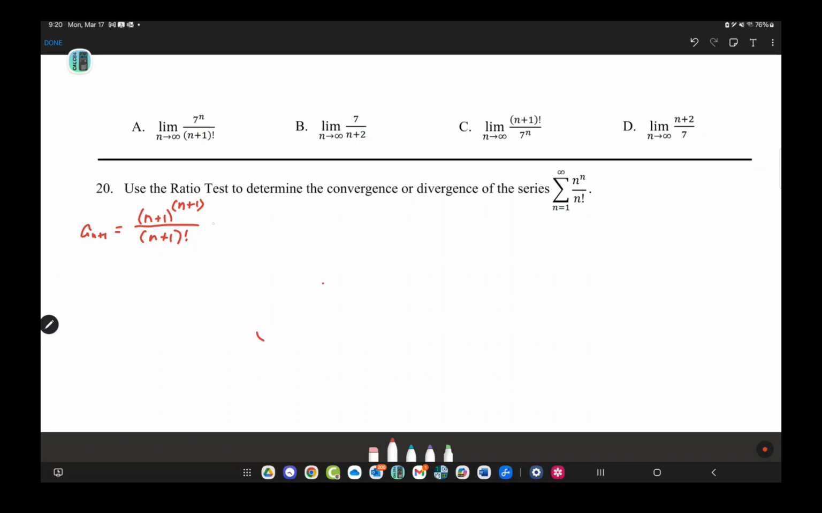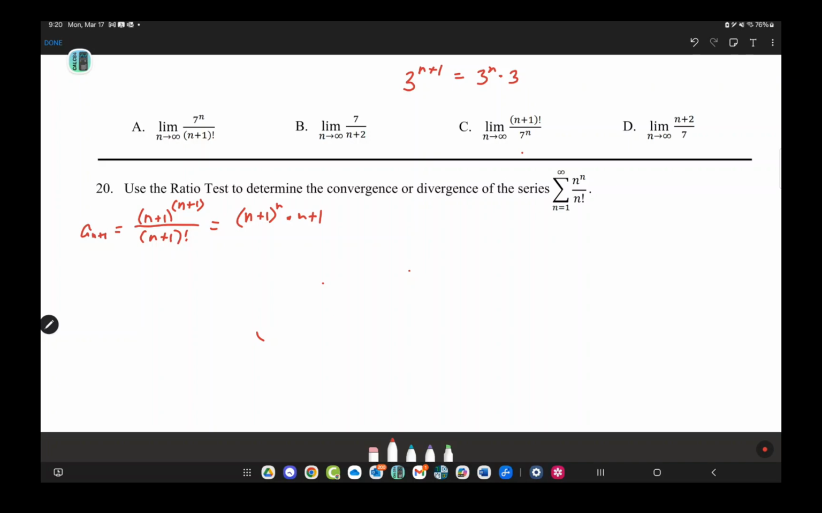Now, that is going to give you, up top, (n+1)^n times (n+1), right? Again, if I have a plus 1 in the exponent, I could just multiply it by the base and get rid of the plus 1. So it's just like saying 3^(n+1) is equal to 3^n times 3. Same concept.